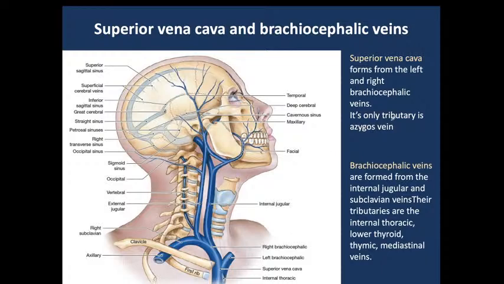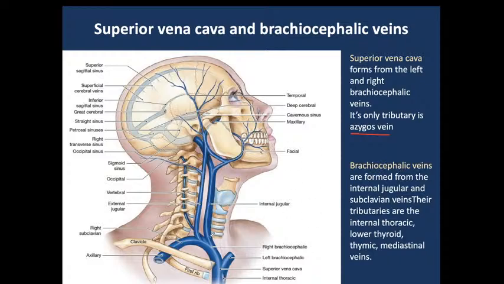The only tributary for the superior vena cava is the azygos vein. That is a small vein that comes here usually from the thoracic cavity, and before the superior vena cava empties into the right atrium, there is a small tributary we call the azygos vein.